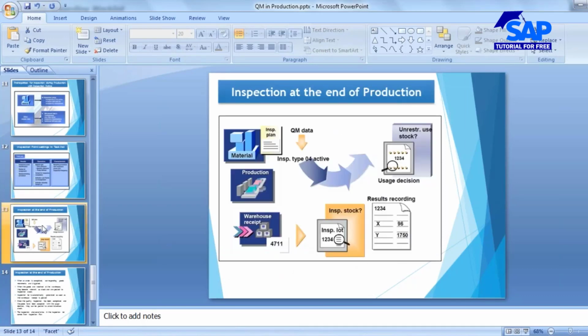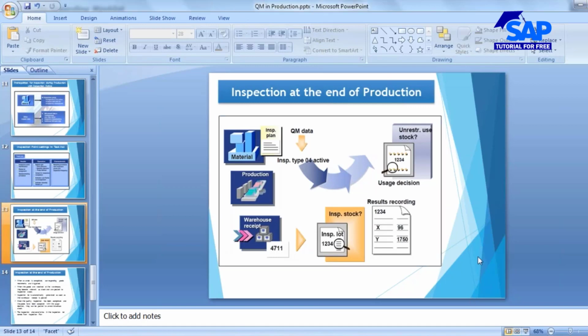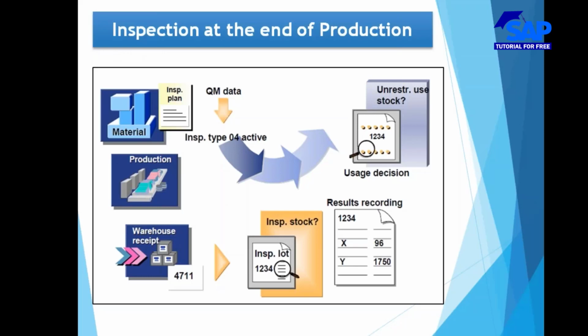Now the last business scenario is inspection at the end of the production. You have done the production, you have completed the production. When you transfer the stock to the inventory, at that time you want to do quality inspection. So this is the one. Here you have to activate inspection type 04, and as usual you require an inspection plan.